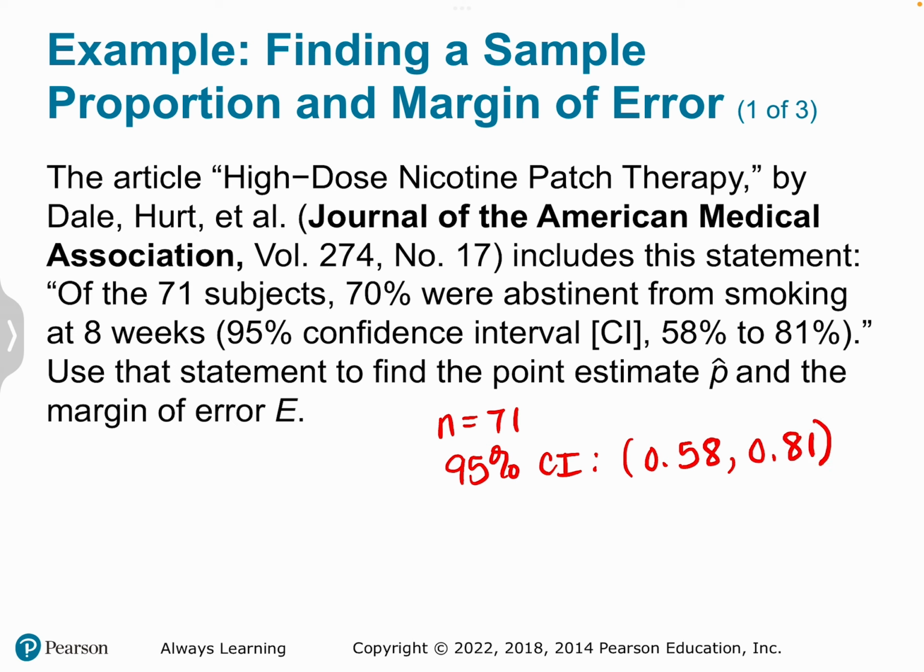To find p hat, we would just take the midpoint, so that would be 0.58 plus 0.81 and divide that by 2. And to find the margin of error, we would take the distance from one corner of the interval to the other and divide by 2. So that's 0.81 minus 0.58 divided by 2.